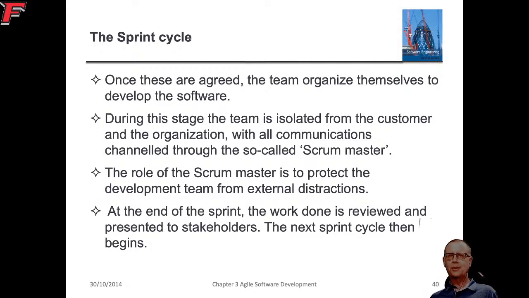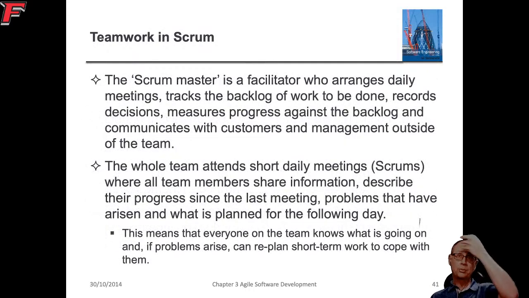Right, the third point there is a key about the Scrum Master. The role of the Scrum Master is to protect the development team from external distractions. Okay, and then at the end of the sprint, the work done is reviewed and presented to the stakeholders, including the product owner, and then we start planning the next sprint.